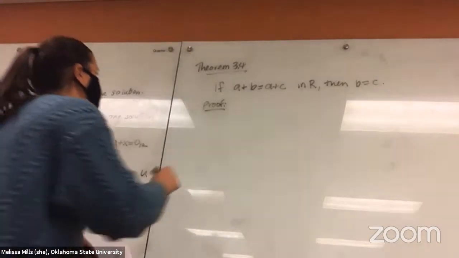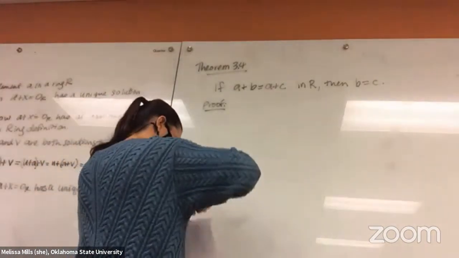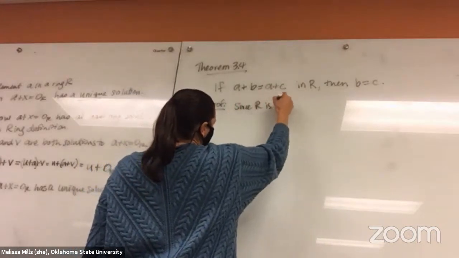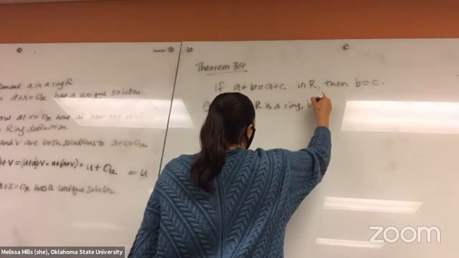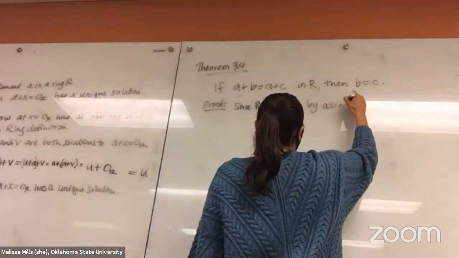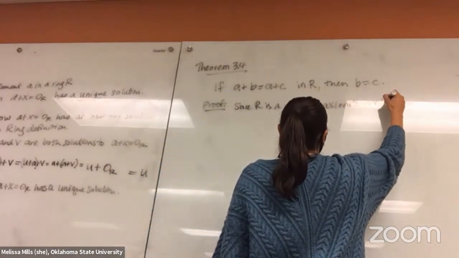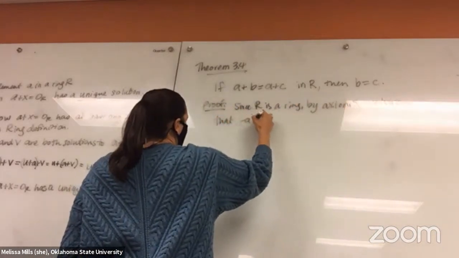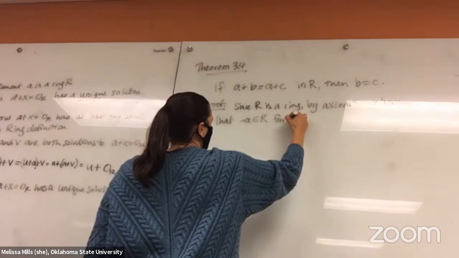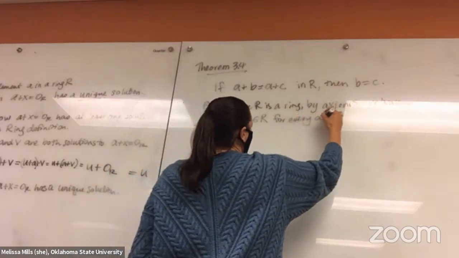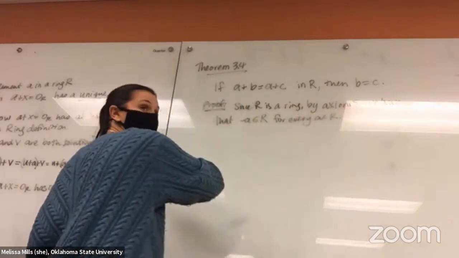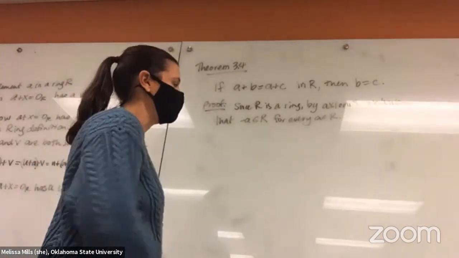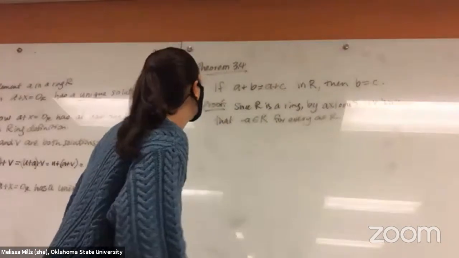Yeah. So since R is a ring, by axiom 5, we have that negative A is in R for every A in R. And we know it's unique too by this other thing, right? So that unique bit will come into play in other proofs that we'll do.